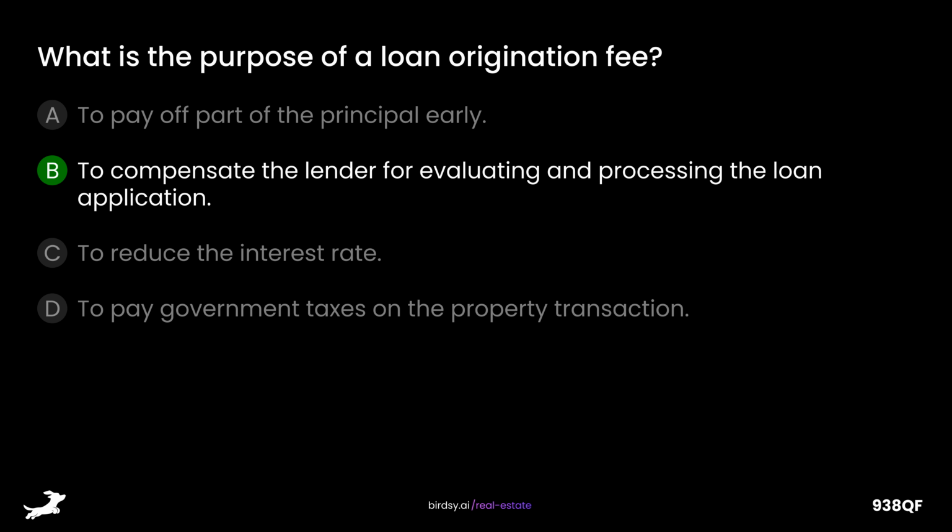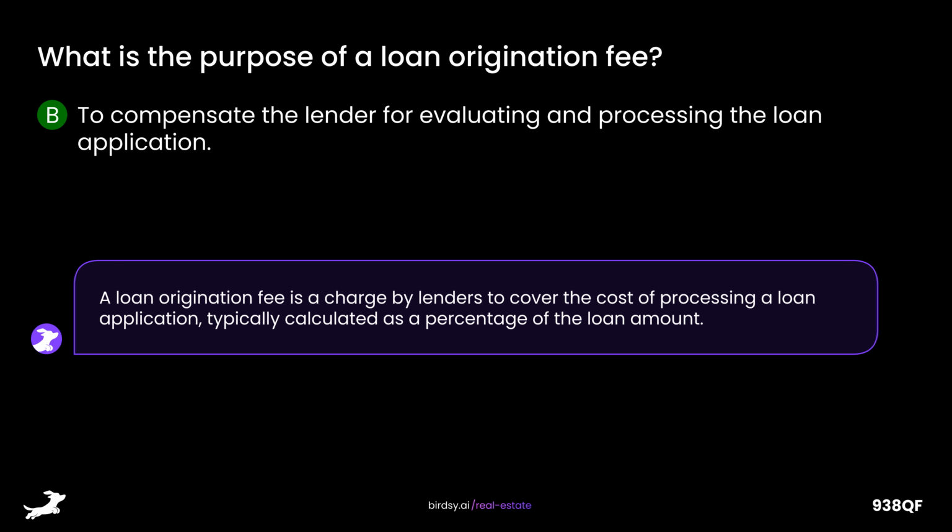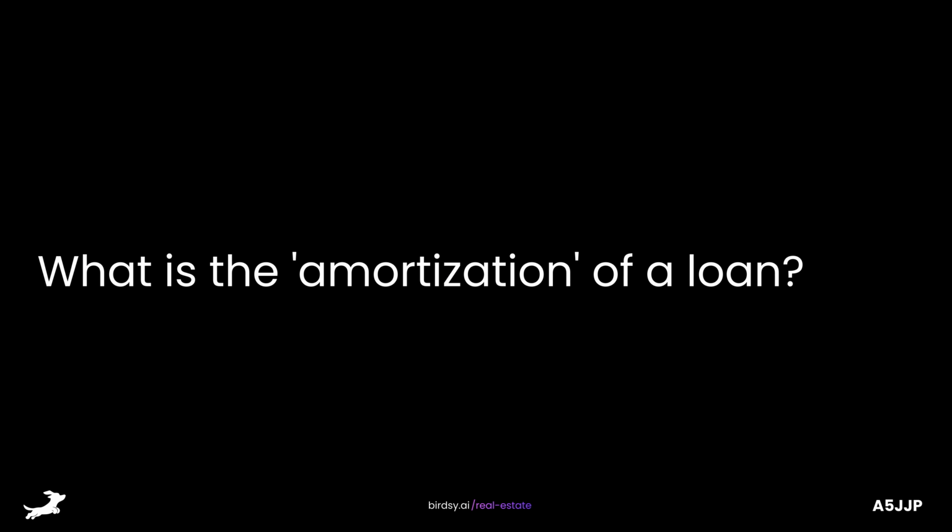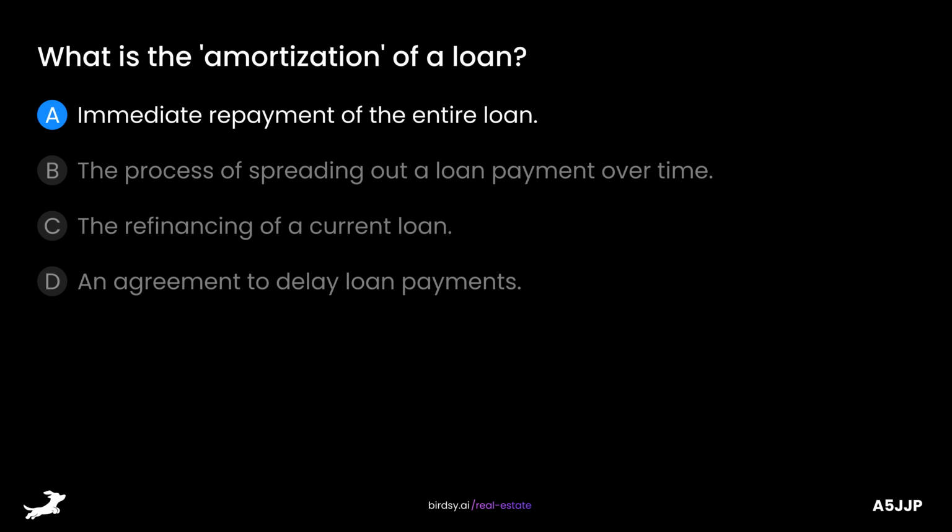The answer is B, to compensate the lender for evaluating and processing the loan application. A loan origination fee is a charge by lenders to cover the cost of processing a loan application, typically calculated as a percentage of the loan amount. What is the amortization of a loan? Is it A, immediate repayment of the entire loan, B, the process of spreading out a loan payment over time, C, the refinancing of a current loan, or D, an agreement to delay loan payments? The answer is B, the process of spreading out a loan payment over time.